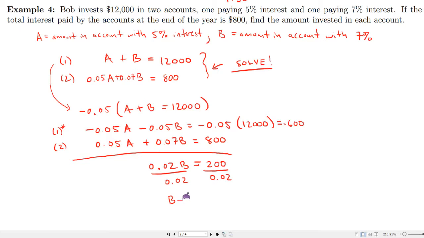And then B is 10,000. And then A would be 12,000 minus B from equation 1, which would be just 2,000.